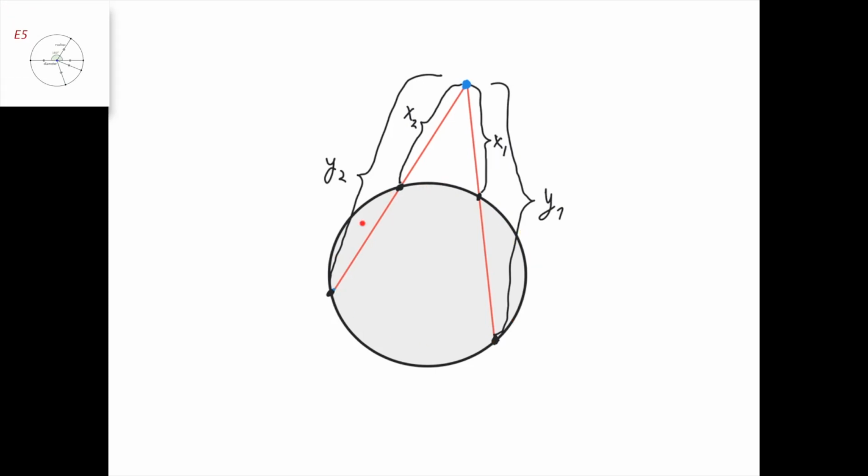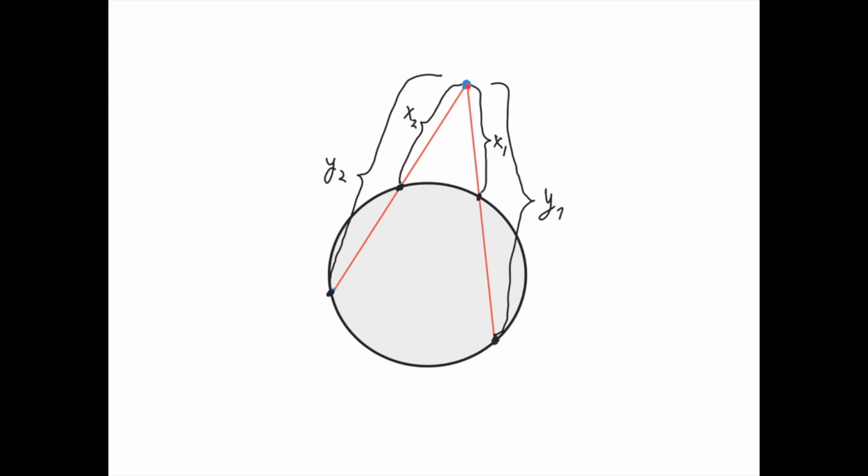Suppose we have a circle and a point outside of the circle, and suppose this is a line that intersects the circle in 2 points, and this is another line that intersects the circle at 2 points. Both lines pass through this point here. And I've marked this distance as x1, this distance is y1, this distance is x2, and this distance is y2.